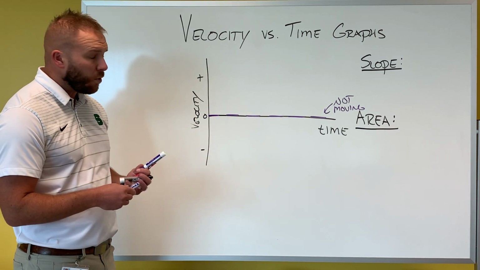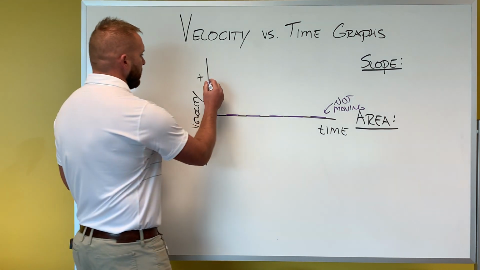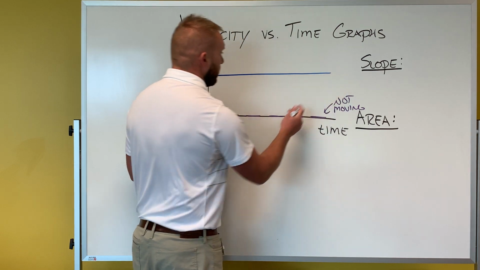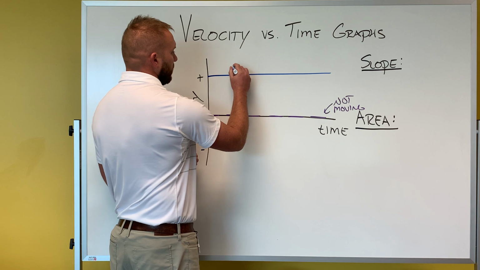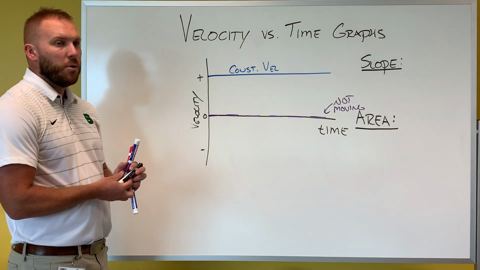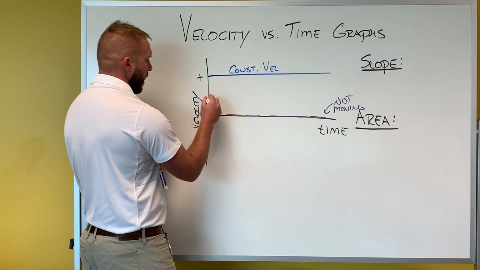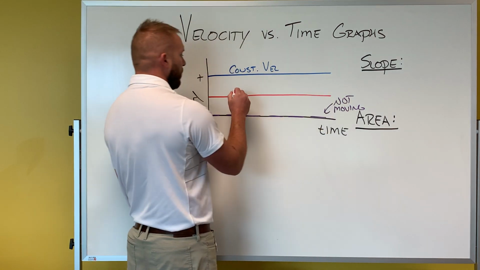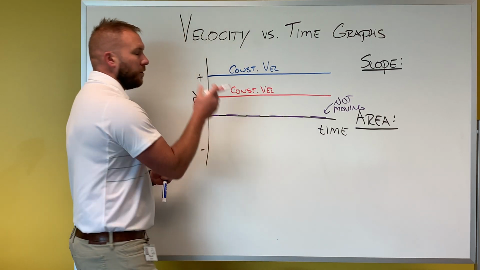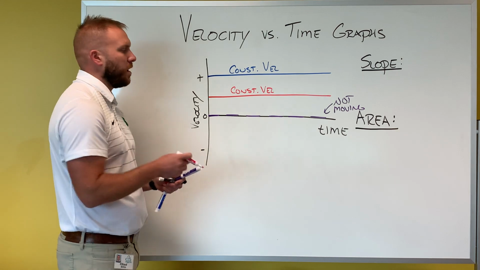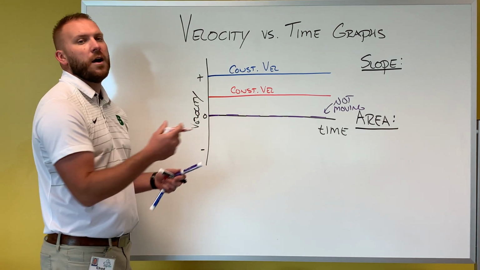Now, what about something moving in the positive direction at a constant velocity? Well, that would be something that just maintains the same velocity. So this is moving at a constant velocity. If we were moving faster than that, we would be higher on my graph. If we were moving slower than that, we would be lower on the graph. These are both moving in the positive direction at a constant velocity. The blue line is traveling at a faster velocity than the red line. This is maybe positive 10, this is maybe positive 5.